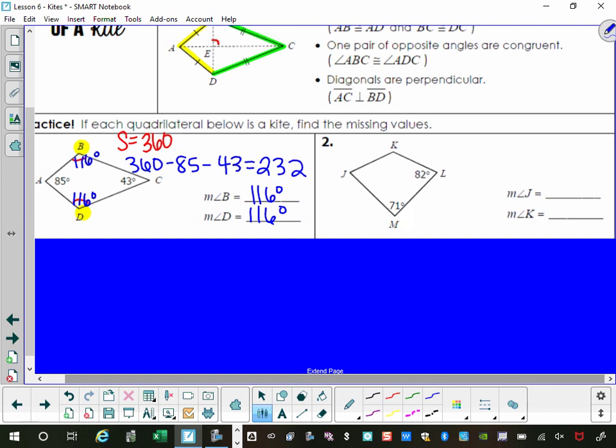Number 2 is very similar. Which two angles are congruent? Out of J, K, L, and M, which two are congruent? J and L. They're my two opposite angles on the short diagonal. So angle J is going to be 82 degrees. So how can I figure out what angle K is going to be?